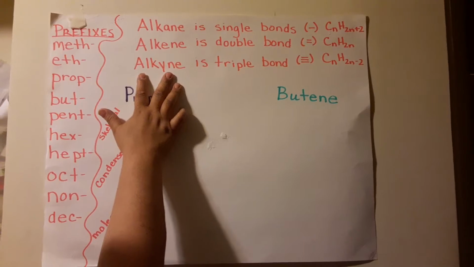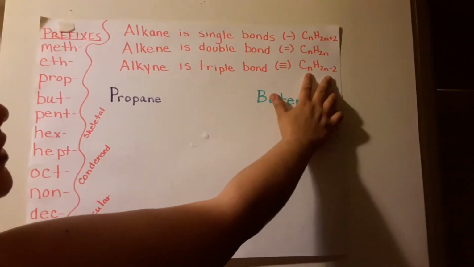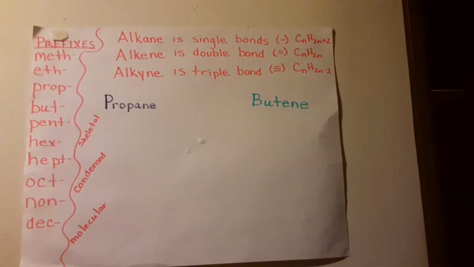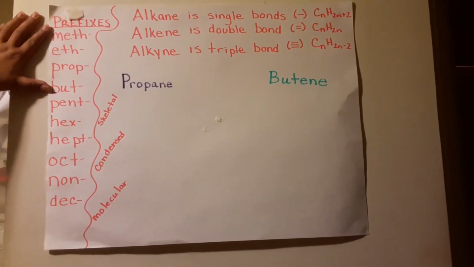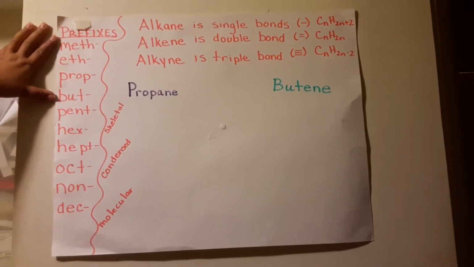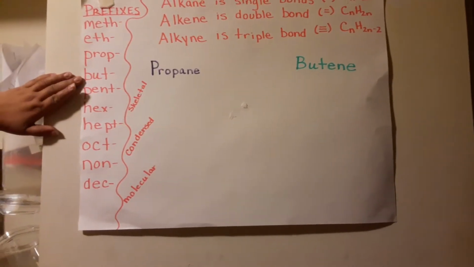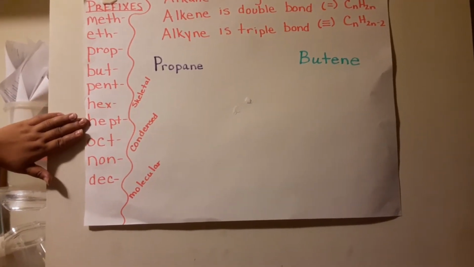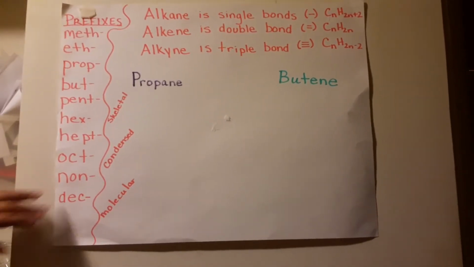Then you have your alkynes, which is going to have a triple bond, and the rest would be single bonds. And your formula for that, for your molecular structure, is this here. The next piece of information you need to make note of are going to be your prefixes. Your prefixes will let you know how many carbons you have per structure. So meth, of course, would be 1, eth 2, prop 3, but 4, pent 5, hex 6, hept 7, oct will be 8, non will be 9, and dec will be 10.